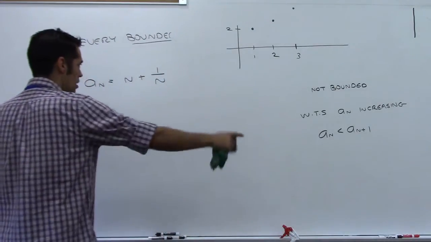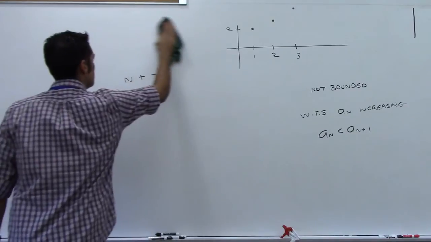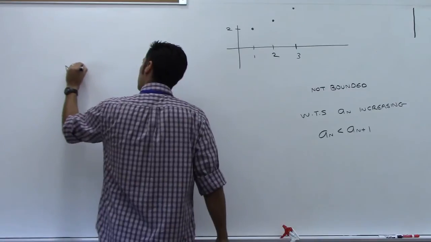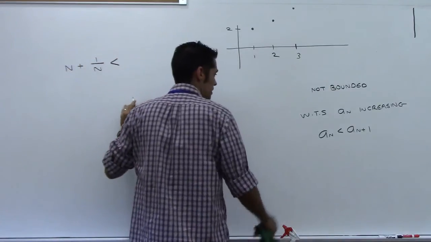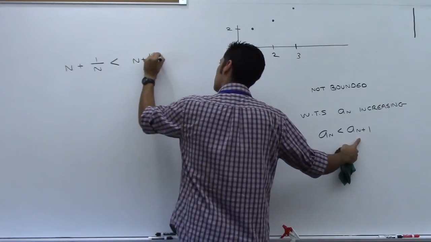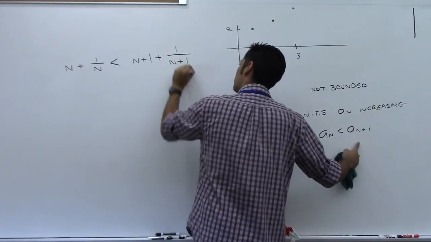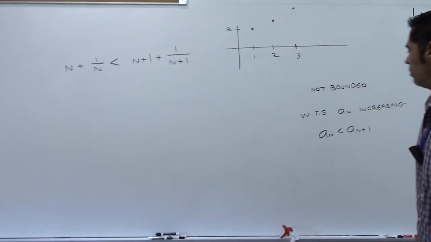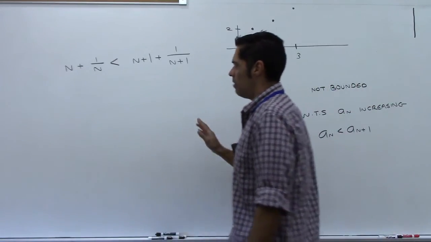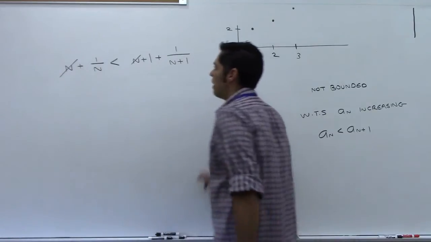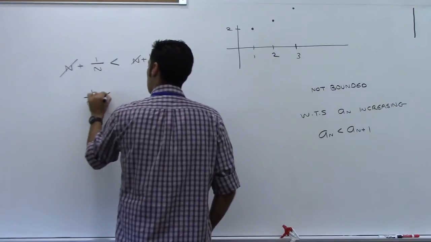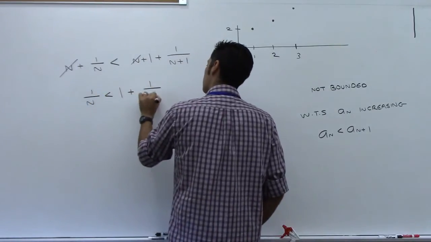So let's try that inequality. I'm going to continue it over here. Okay, so I'm trying to show that n plus 1 over n is less than, when I plug in n plus 1, it's n plus 1 plus 1 over n plus 1. So that's what I'm trying to show. Right now, I don't have to clear fractions, because what I can do is just subtract n on both sides. And then I can do 1 over n less than 1 plus 1 over n plus 1.